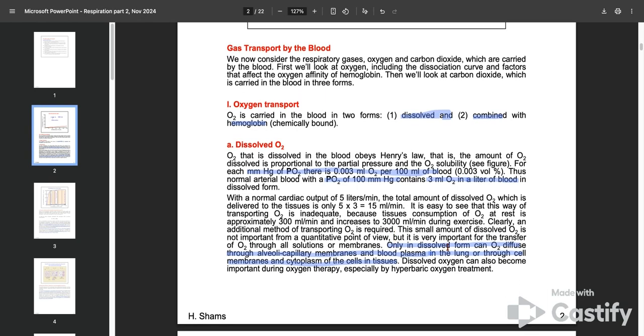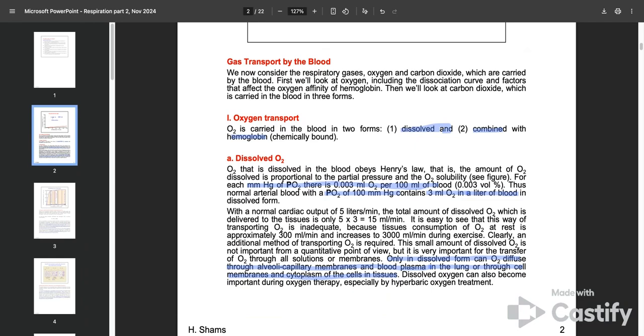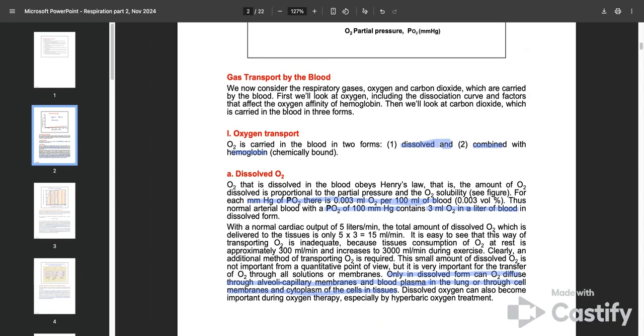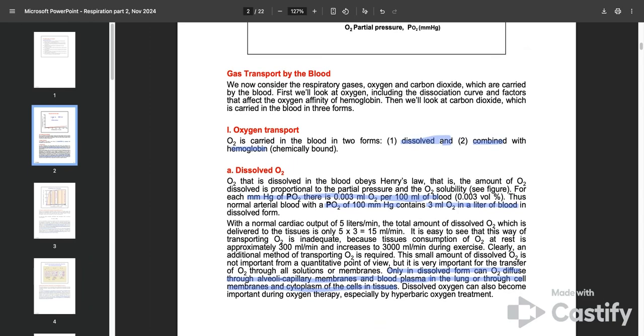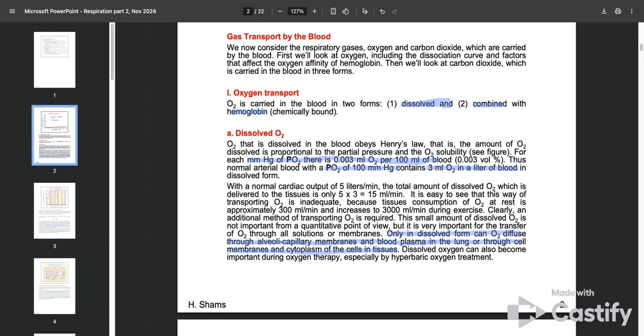Only in dissolved form can oxygen diffuse through alveoli capillary membranes and blood plasma in the lung or through cell membranes and cytoplasm of the cells in tissues. So it's only when oxygen is dissolved that it can diffuse through all the membranes. Okay.